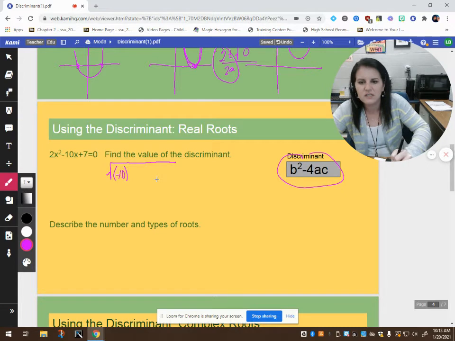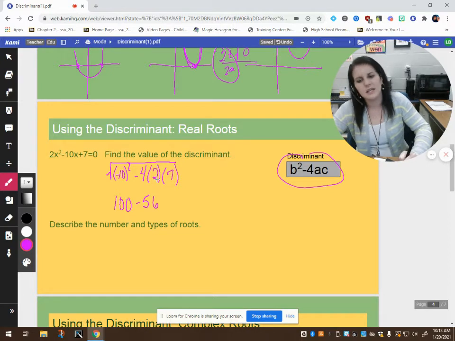So negative 10 squared minus 4 times the a value, which is 2, times the c, which is 7. So let's think about this. 10 squared is 100. 4 times 2 is 8. 8 times 7 is 56. So 100 minus 56 is what? 44. So if I take the square root of 44, let's look at this.